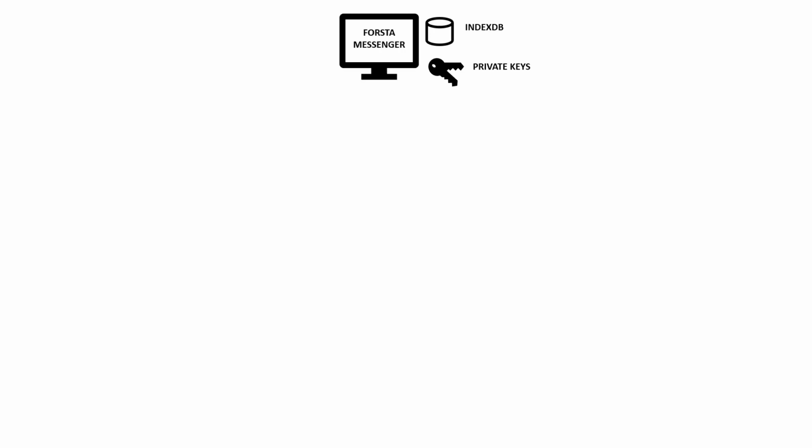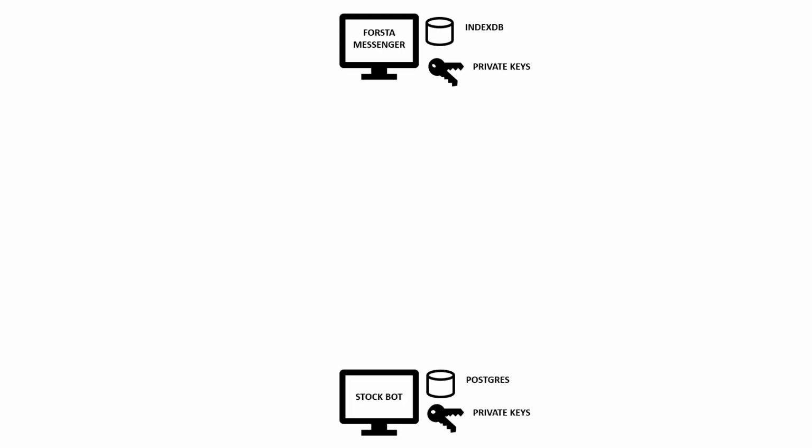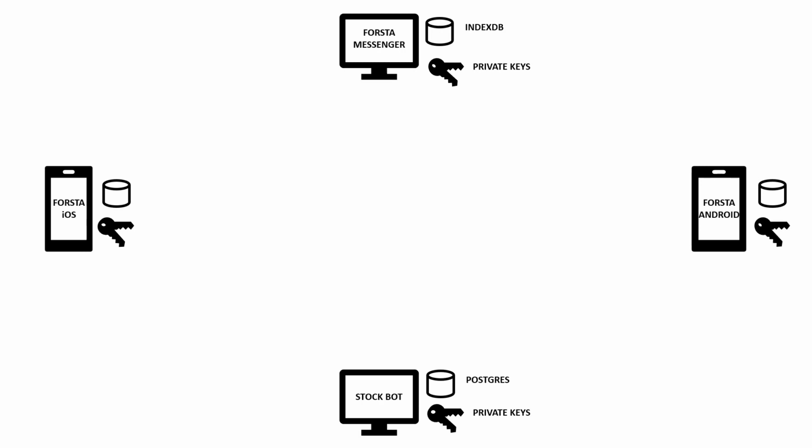Let's next take a look at Forsta's security architecture. The first thing we need to understand about Forsta's security architecture are clients. Forsta Web Messenger is an example of a client. Every client is responsible for owning two things: their data and their private keys. Forsta Web Messenger takes advantage of IndexedDB, which is a browser-based database. By contrast, the StockBot is another example of a Forsta client that we're going to build in this tutorial, and it uses an instance of Postgres on its server. Forsta's mobile applications are other examples of clients. They own their own data and their own private keys on their device.